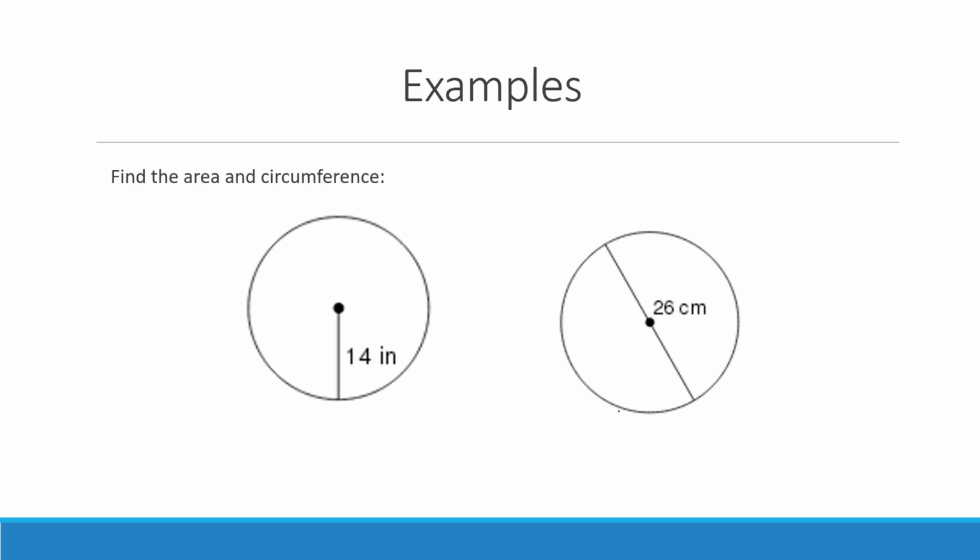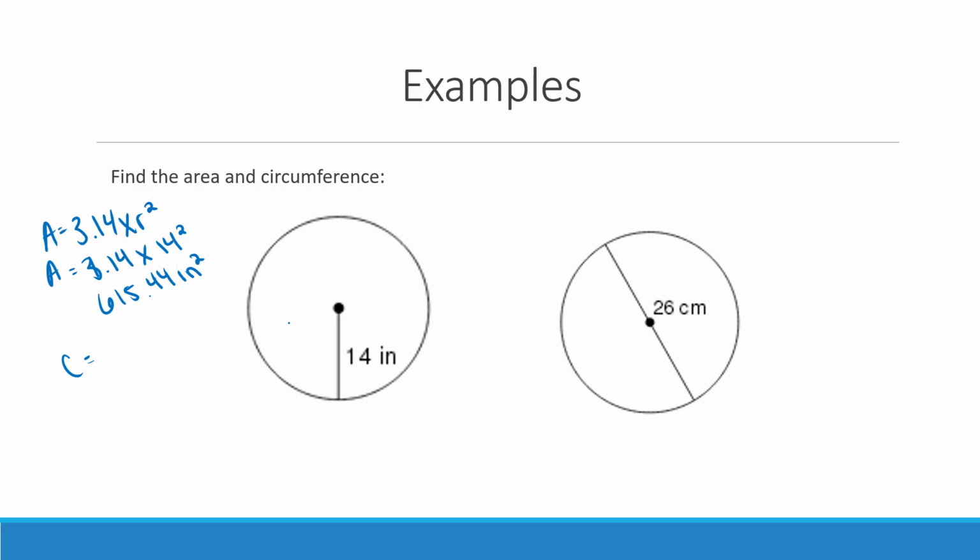Find the area and the circumference of the circle. So for the area, again, I'm going to use the formula. I'm going to use 3.14 times my radius squared. So this circle's great. This circle's wonderful. It's giving me my radius. So I'm going to do 3.14 times 14 to the second power. So 14 times 14 is 196. If I do that times 3.14, I get an area of 615.44 inches squared.